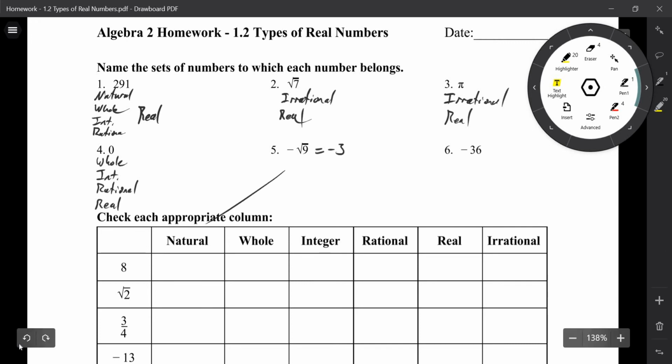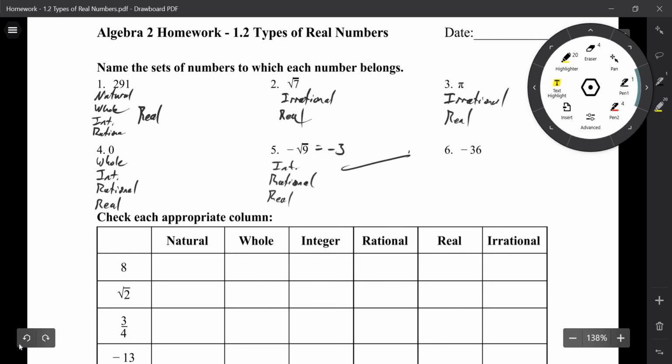Now, it's not a natural number. It's not a whole number, but it is an integer, which means that it will also be a rational number and a real number. So we'll write those in. We've got integer. We've got rational. And we've got real.